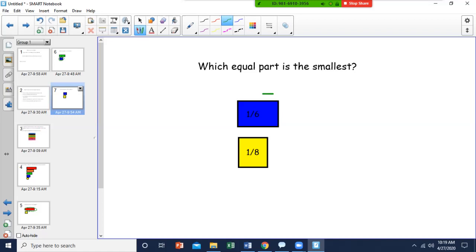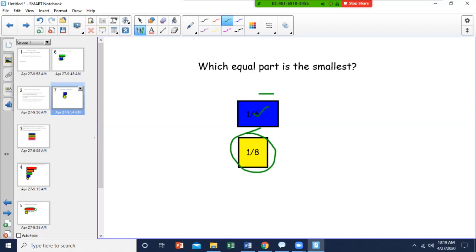Excellent job. 1/8 is the smallest. Why is 1/8 the smallest? It is the smallest because the size of the equal part is smaller than the size of the equal part of 1/6. And remember, if these were two pieces of candy, which candy would you choose? The biggest or the smallest? I'm pretty sure everyone would choose the biggest.